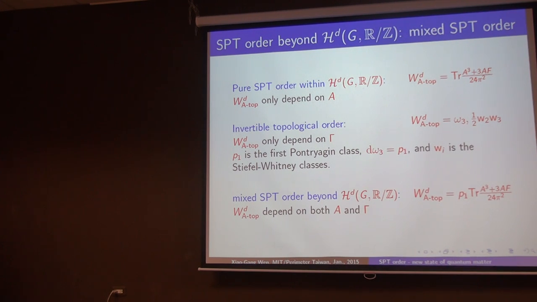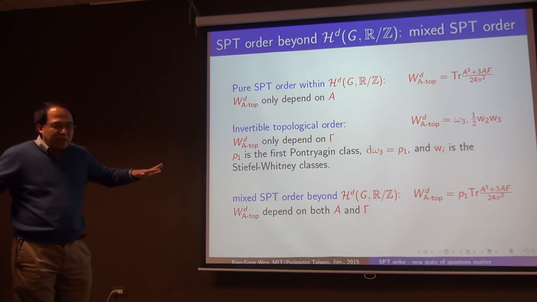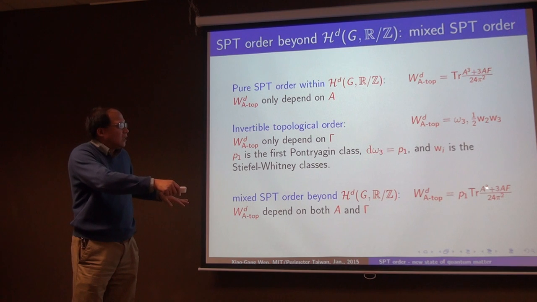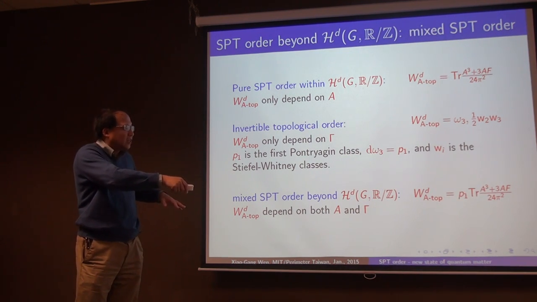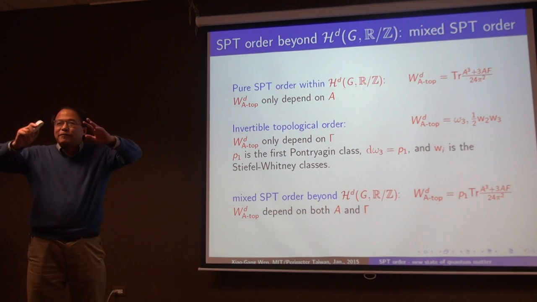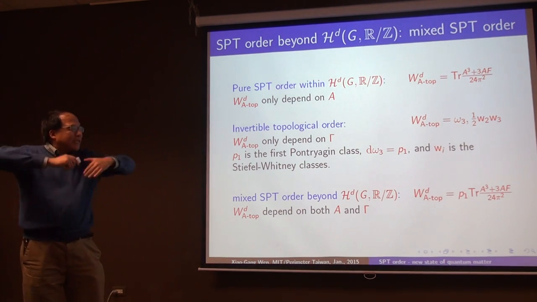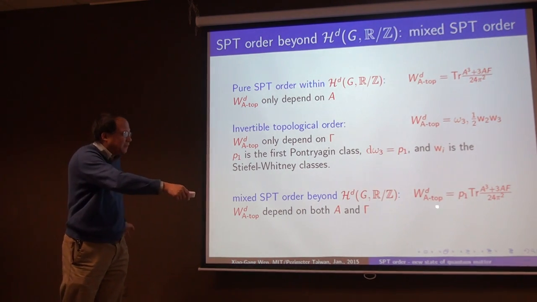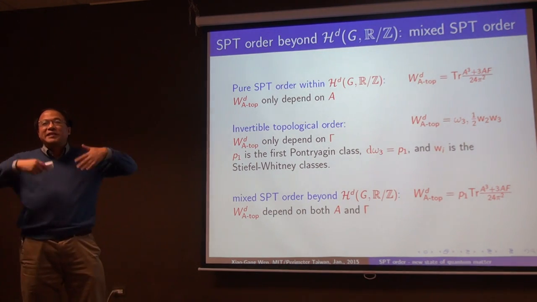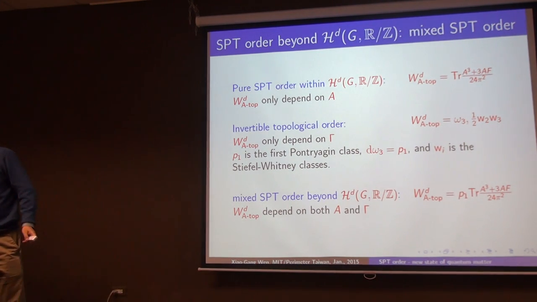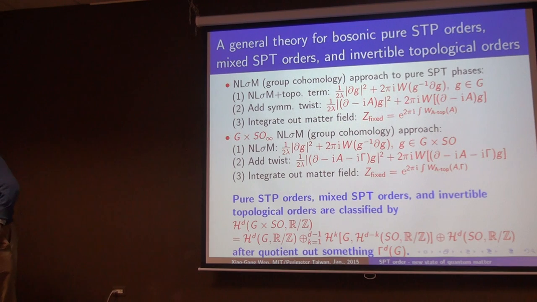And so how to obtain a theory which produces this? Here we are looking for some kind of field theory which couples to the symmetry twist like A, and also couples to space-time curvature like gamma. And such that after integrating out the matter field, we should obtain this kind of effective theory. So how to obtain such a theory? Well, there's a way to do that.